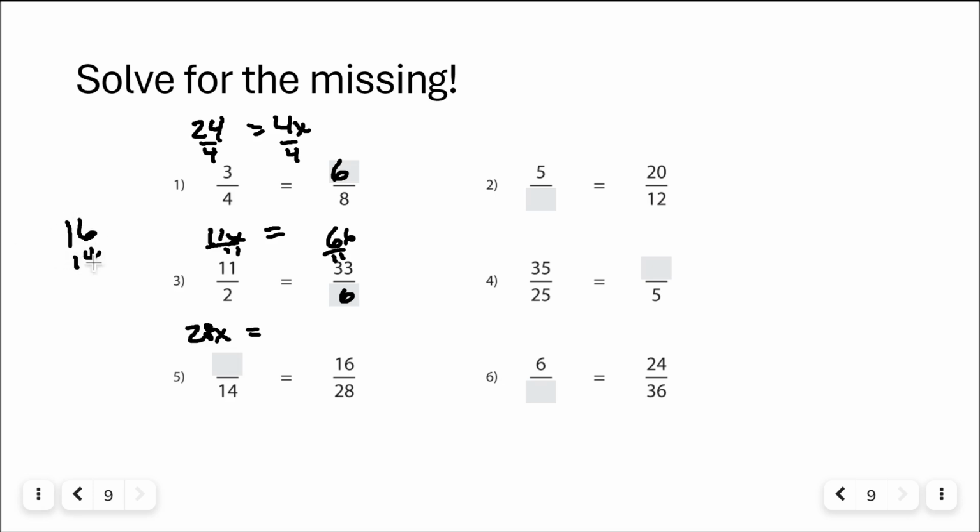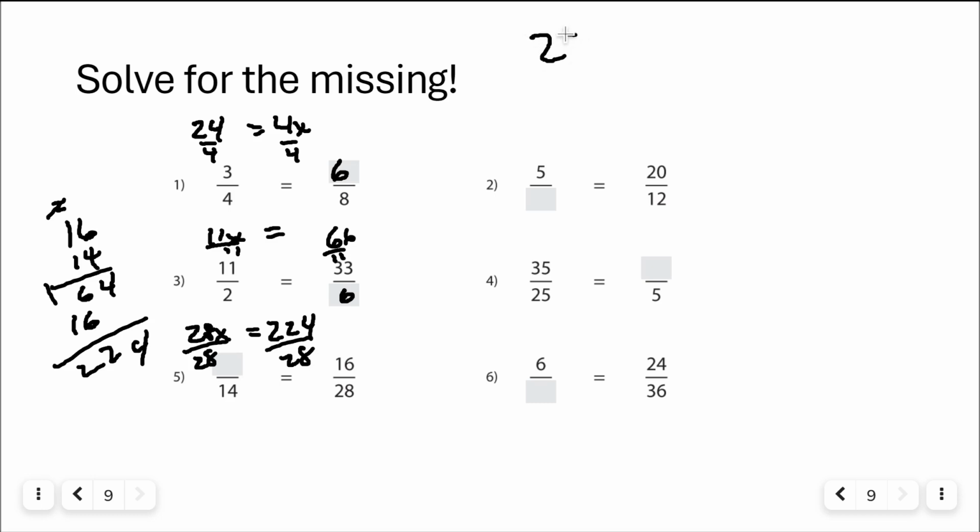16 times 14. 6 times 4 is 24. 2 to carry. 6 times 1 is 6, plus 2, that's 8, so 224. So divide both sides by 28. 224 over 28. What number goes in even? 6. Nope, not enough. 8 maybe? Yes, 8. 28 times 8. 8 times 8 is 64. 6 to carry. 2 times 8 is 16, and 6 more is 22, so 224. So it is 8. That's one way to do it. Cross multiply and solve it.